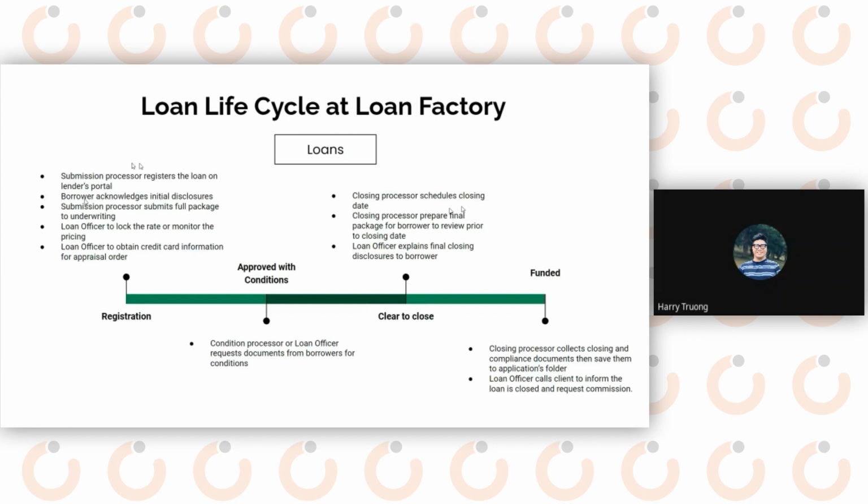After that, a couple of days after closing, we should have the loan funded. The lender releases the money to the title company. The closing processor will collect the compliance documents from the lender as well as the escrow company and save them to the folder. From this point, when we get the check from the escrow company, you can go ahead and request the commission check for your loan.